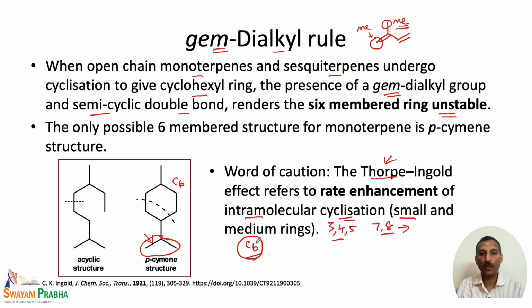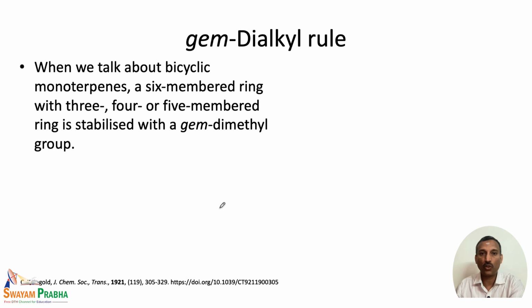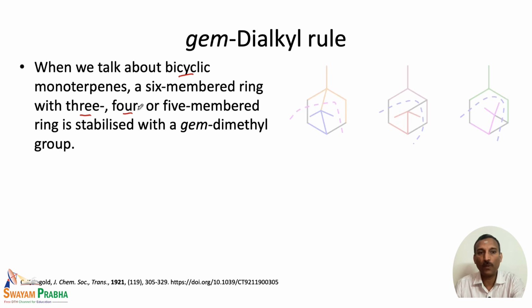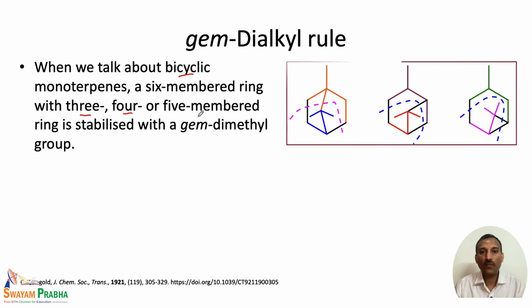Those 6-membered rings having the gem-dialkyl unit and the double bond within the 6-membered ring are unstable. But again, there are some exceptions. Let us look at the exceptions. Let us look at another case, when we talk about the bicyclic monoterpenes. Here we have a 6-membered ring with either a 3, 4 or 5-membered ring. And when we have these kinds of systems, the gem-dimethyl group actually stabilizes the ring.